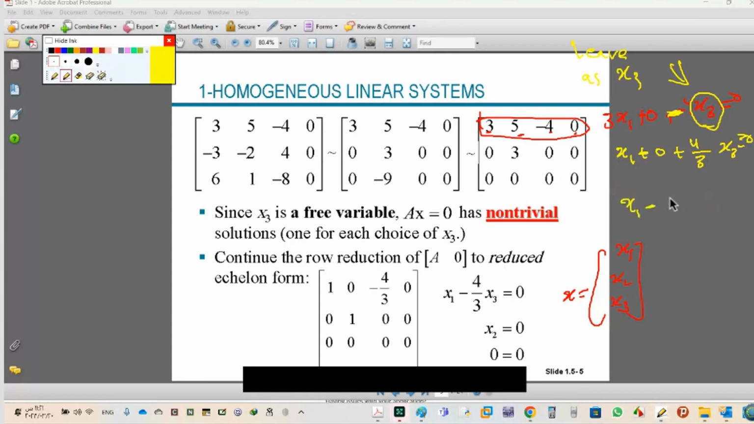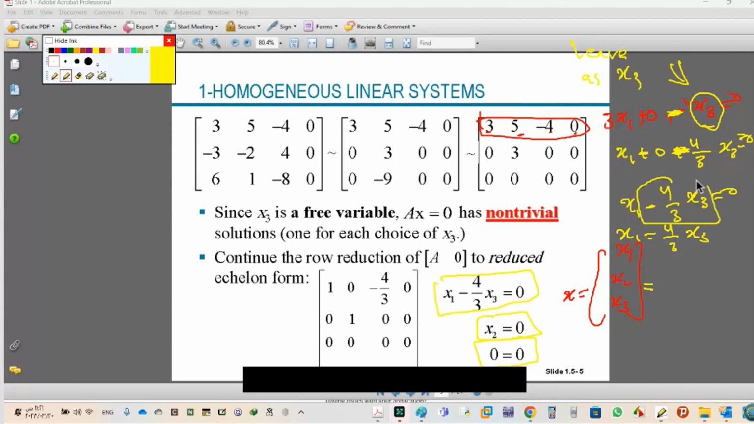x1 minus, this should be minus 4 over 3 x3 equal 0, like this. And x2 is 0, and leave x3 without a change. How can we express this one? Okay, see with me, excuse me. x1 here is this, x1 equals 4 over 3 x3.